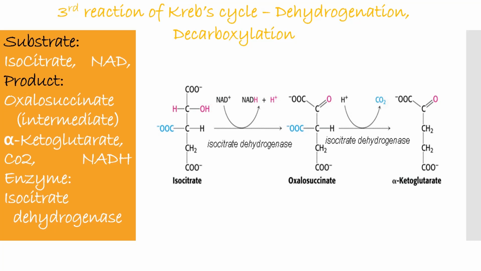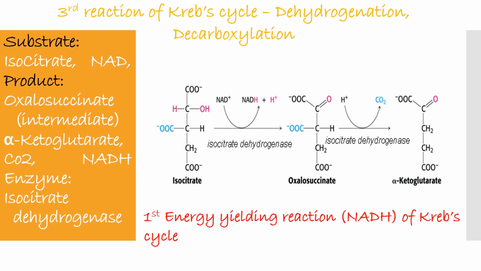Isocitrate is first dehydrogenated to form oxalosuccinate by the isocitrate dehydrogenase enzyme, that is, hydrogen is removed. The Krebs cycle gives one molecule of NADH through this reaction. Oxalosuccinate remains bound to the enzyme. In the enzyme, it is decarboxylated to form alpha ketoglutarate. This is the second irreversible reaction of the Krebs cycle.